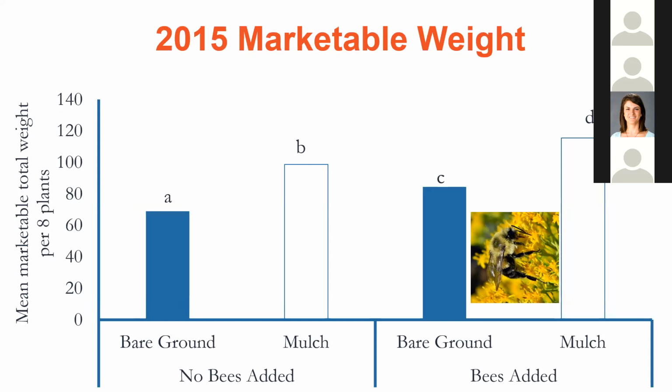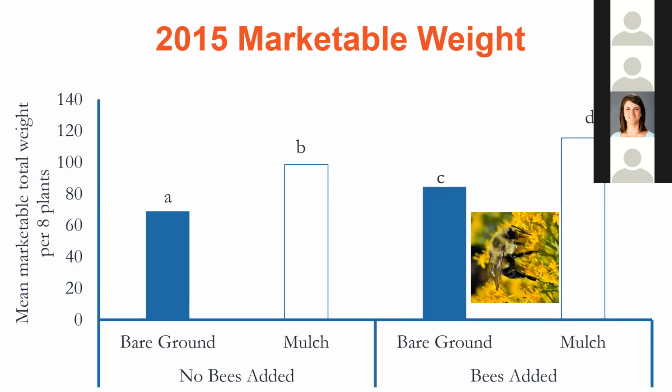However, we did have a higher marketable weight of the melons when we added bees. The melons were largest in the plots with mulch and bees added. And this has actually been confirmed in other studies where bees are added, the fruit tends to be larger. So these were great results from year 2, and we were really happy to see this. We had pretty good yield numbers for both year 1 and 2 with our mesh row covers.